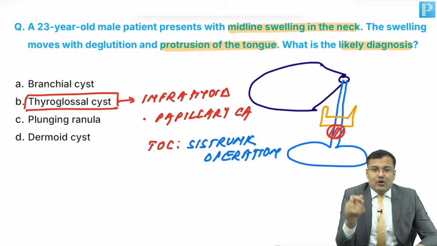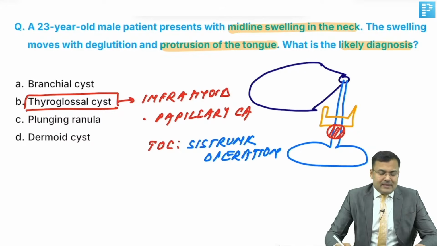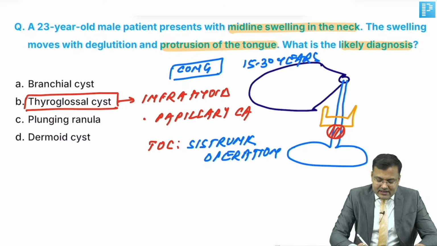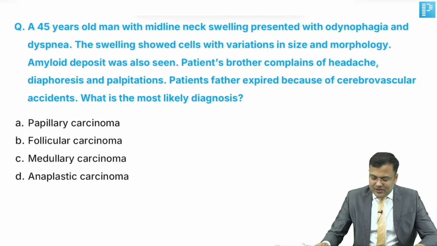This is a thyroglossal cyst, though it's congenital. Age of presentation is 15 to 30 years. It's congenital, but age of presentation is 15 to 30 years. Clear? So what is the correct answer? Option B. Now see the next question.